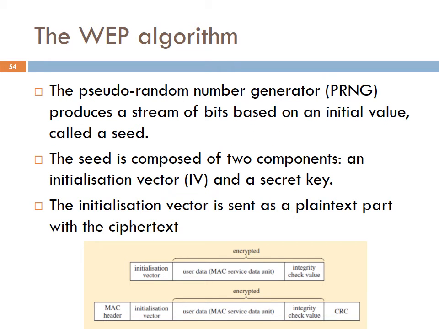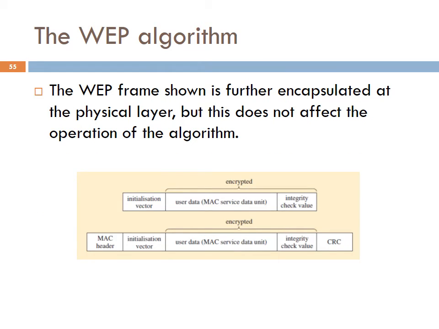The pseudo-random number generator produces a stream of bits based on an initial value called a seed. The seed is composed of two components, an initialization vector and secret key. The first one, the initialization vector, is sent as a plain text part with the cipher text. The WEP frame shown is further encapsulated at the physical layer, but this does not affect the operation of the algorithm.